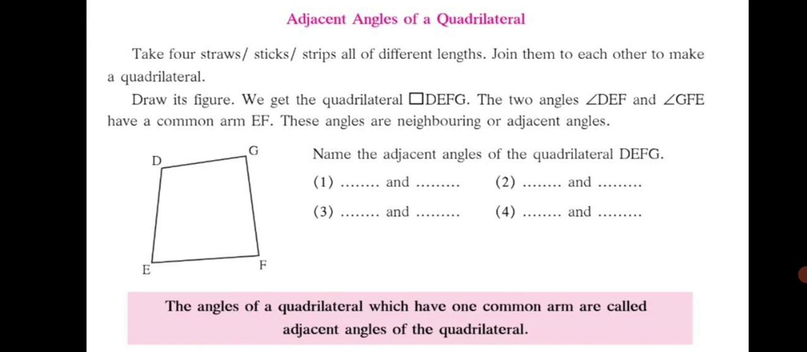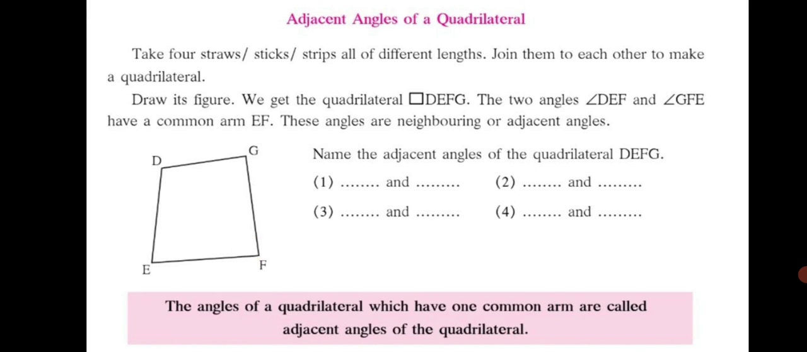Take four straws or strips, all of different lengths. Join them to each other to make a quadrilateral. You can see quadrilateral DEFG here. Draw its figure. We get the quadrilateral DEFG. The two angles, angle DEF and angle GFE, have a common arm EF. These angles are neighboring or adjacent angles.